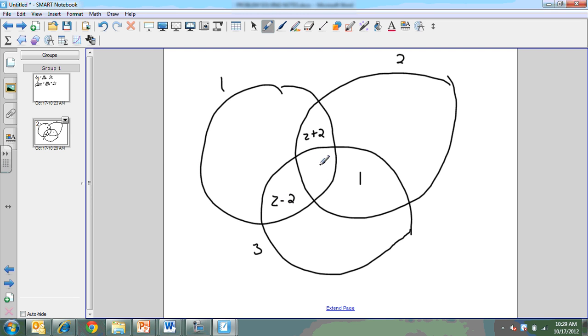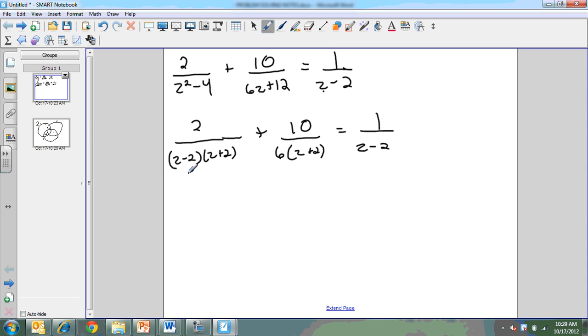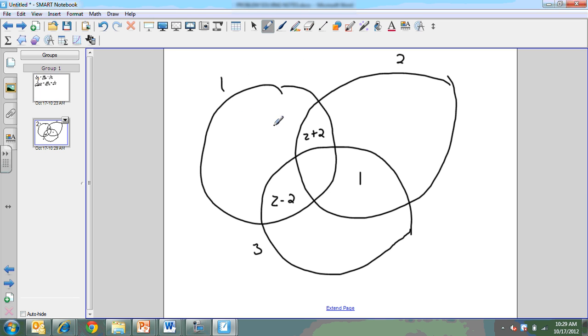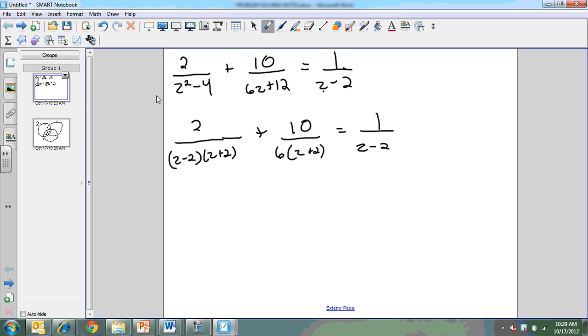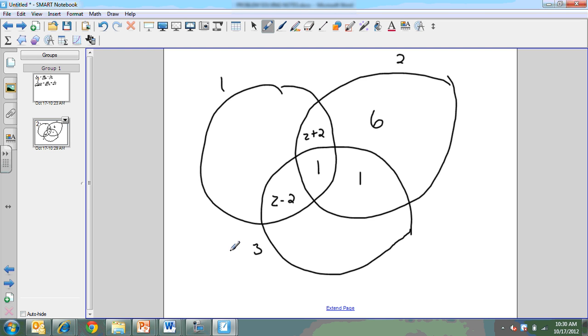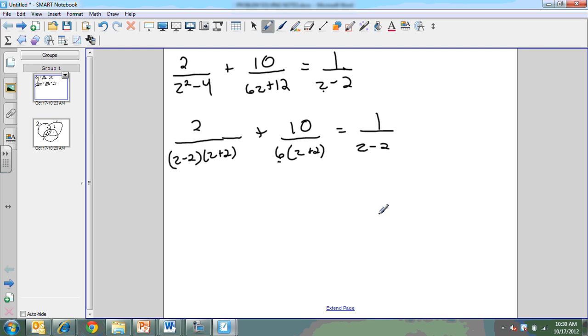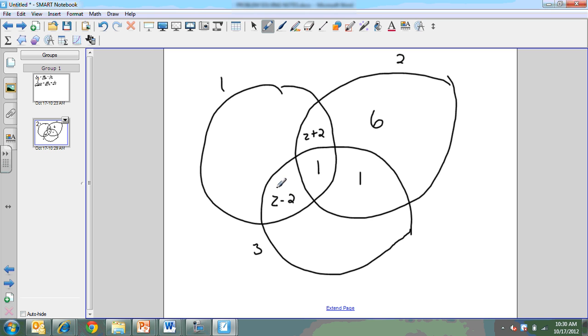And between all 3 of them, I have nothing in common, so I can put a 1 here. What I have left over: for number 1, if I look in the circle, I've got z minus 2, z plus 2. For number 2, I've still got this 6 that I have to take into account. And for number 3, it's just got a z minus 2. Okay, so everything in these circles combined gives us our LCD. So our LCD, we don't need to include the 1s, is 6 times z plus 2 times z minus 2.